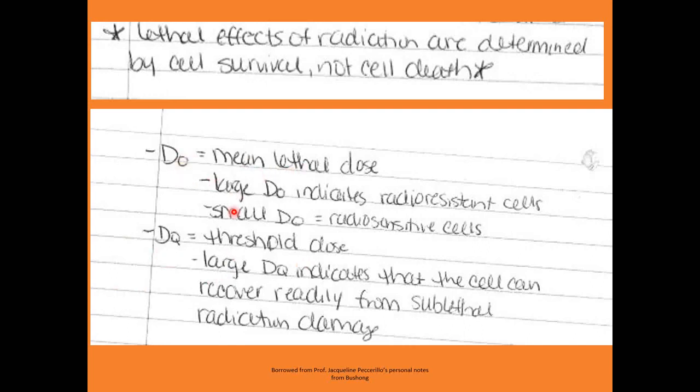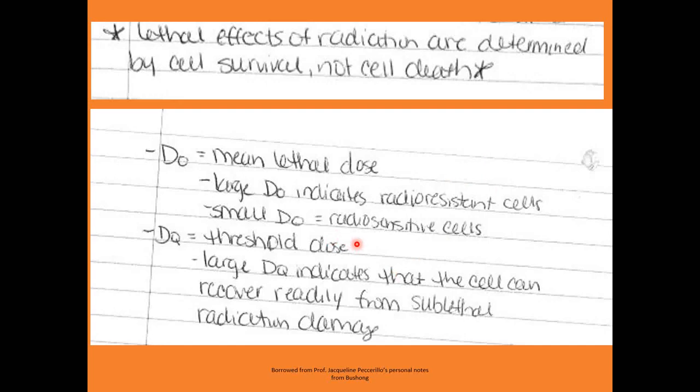So your DO is your mean lethal dose, and a large DO indicates radio-resistant cells. So if you need more radiation to kill or harm or damage a cell, then that cell has a high or large mean lethal dose. A small mean lethal dose means that the cells were pretty radiosensitive. So these would be like your lymphocytes, and your large DO cells would be like your nerve or your muscle cells.